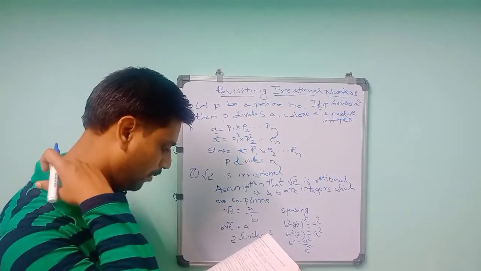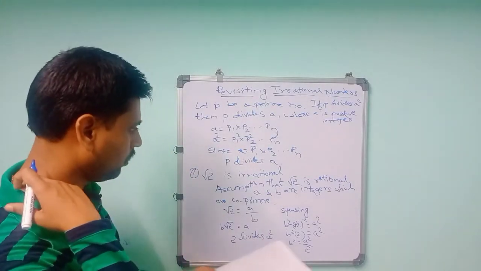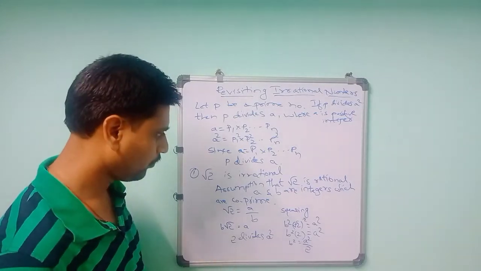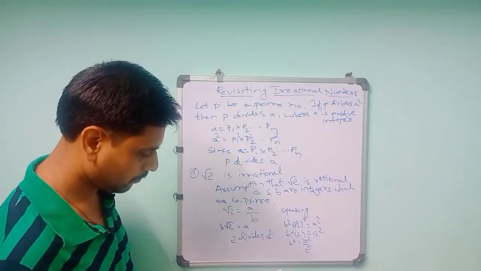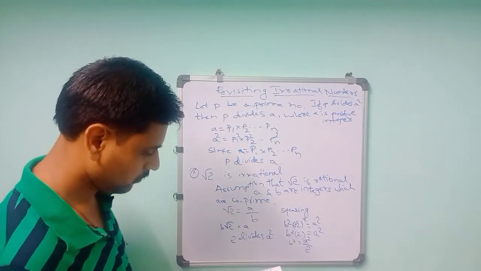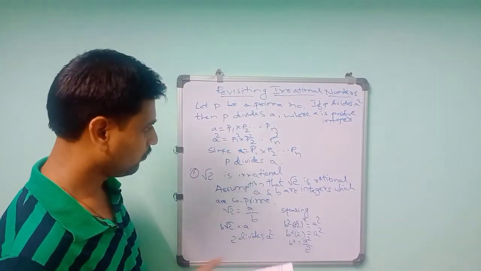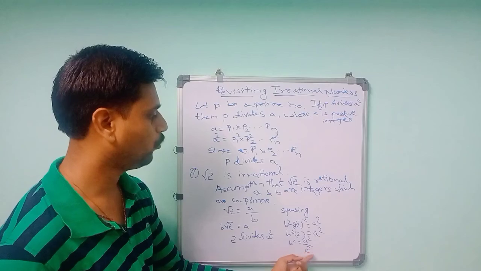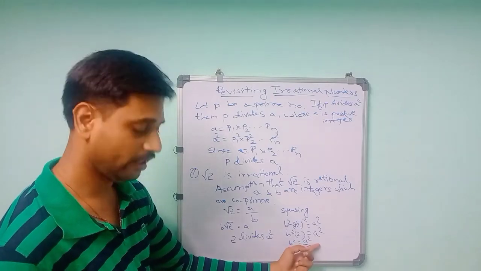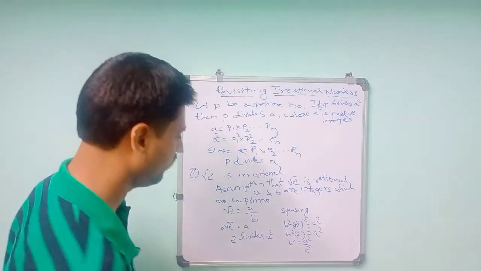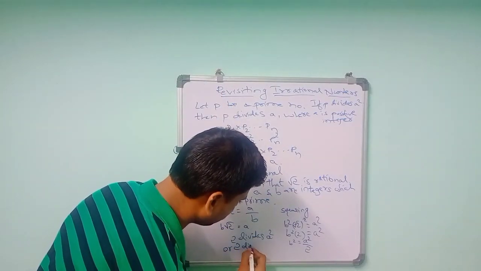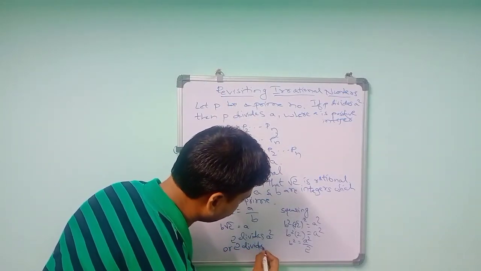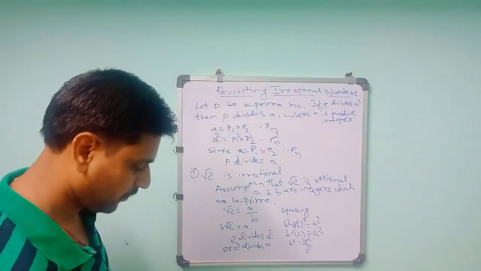So b square is equal to a square by 2, so it becomes a square is equal to 2b square. This means 2 divides a square, because a square by 2 means 2 will definitely divide a square. So 2 divides a square, or 2 divides a. So 2 divides a.